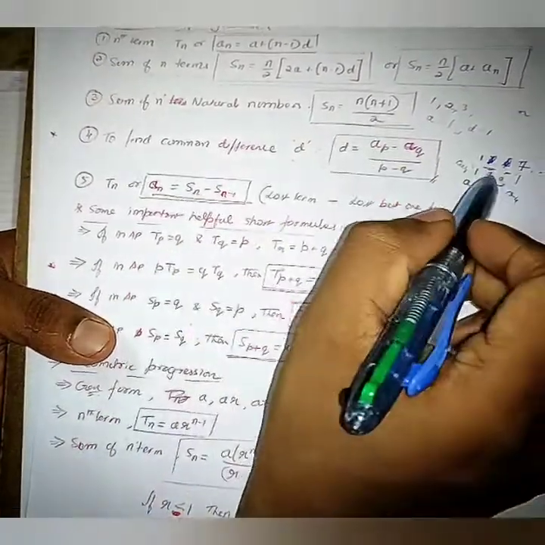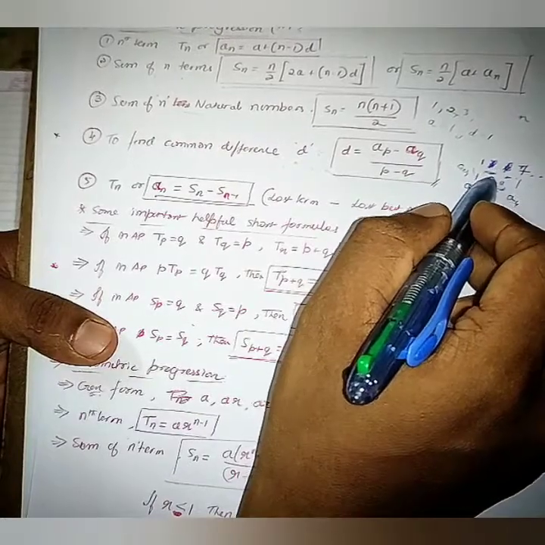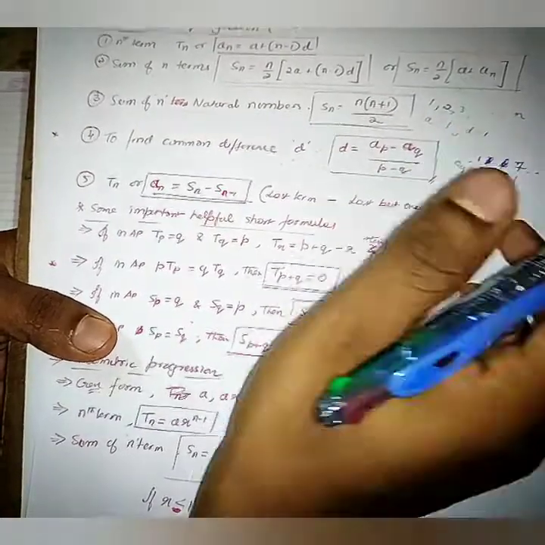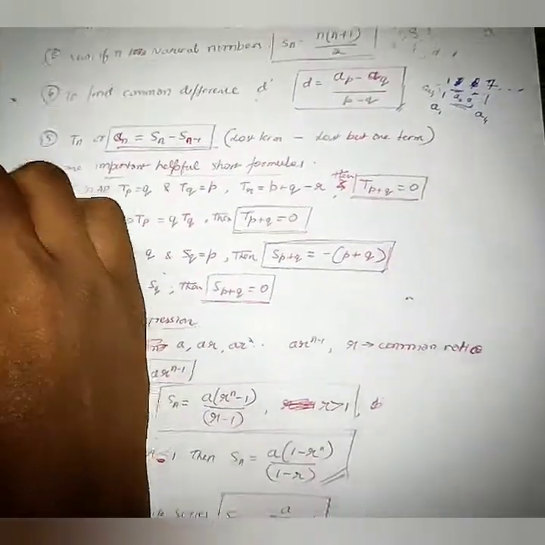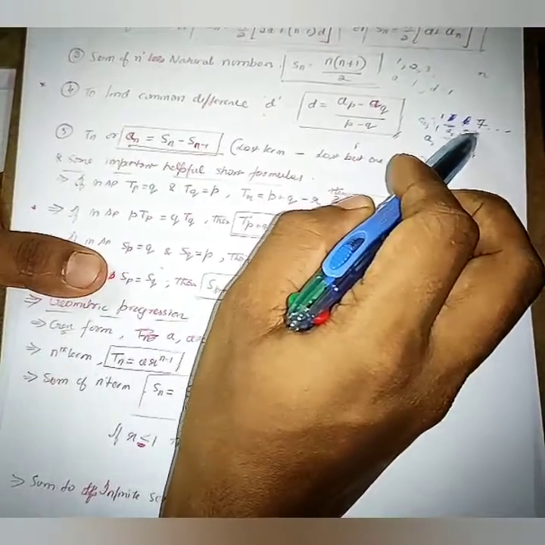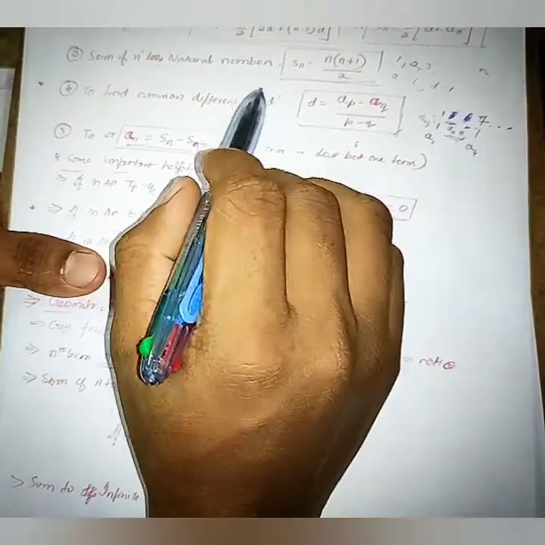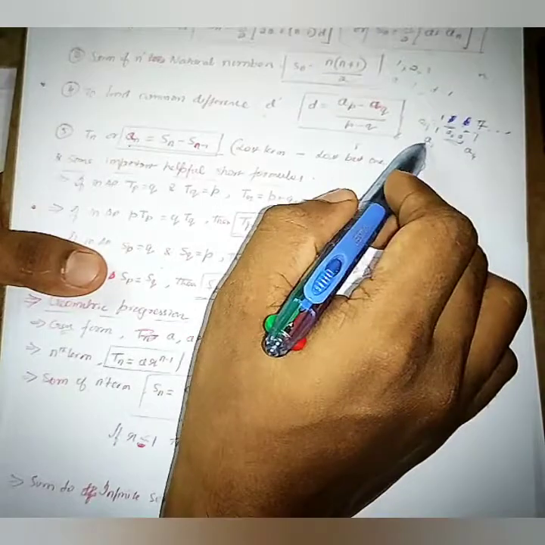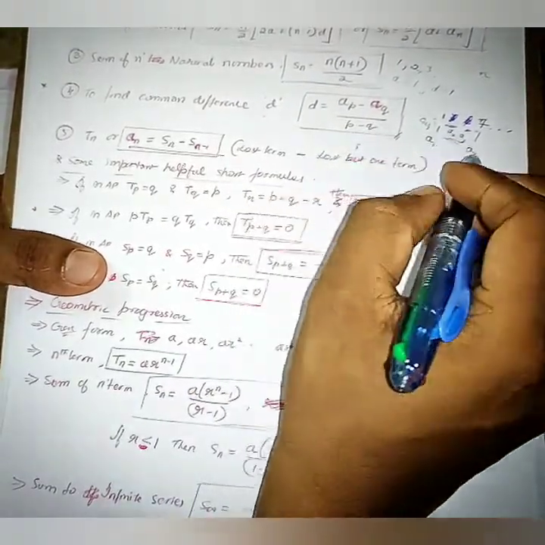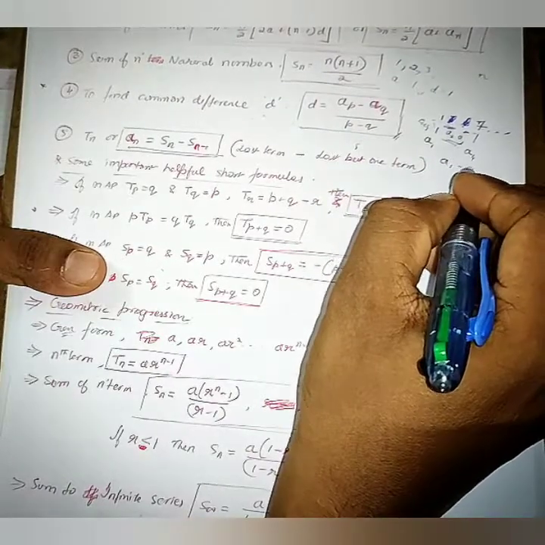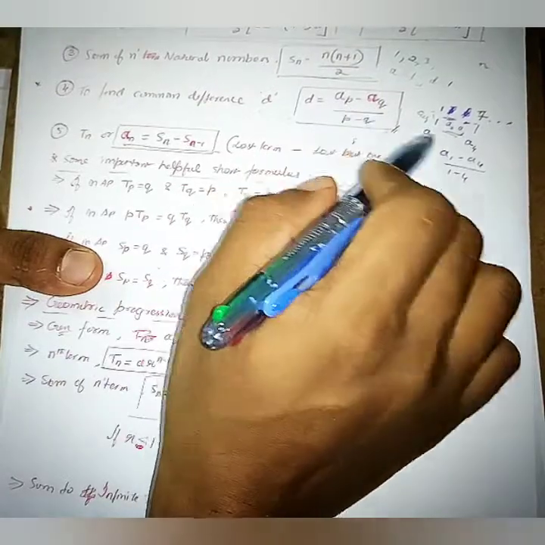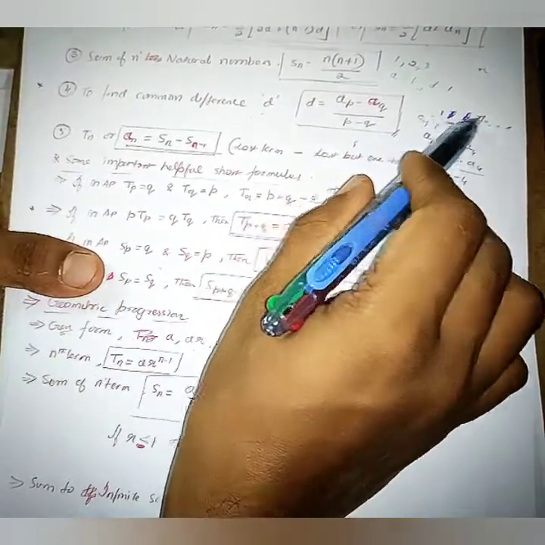There is obviously an easier, direct method: this minus this is equal to this minus this, which you have done in your previous classes, in the first year of arithmetic progression. I can subtract these terms, equate, and find the unknown terms. Or there is a direct formula: ap minus aq divided by p minus q, that is a1 minus a4 divided by 1 minus 4. I hope you understood what it means.